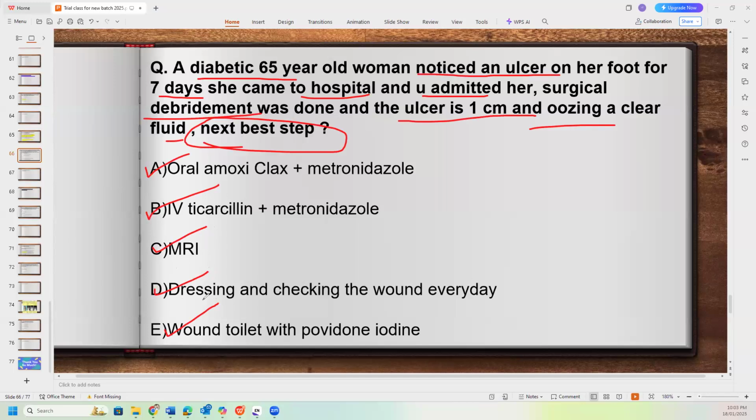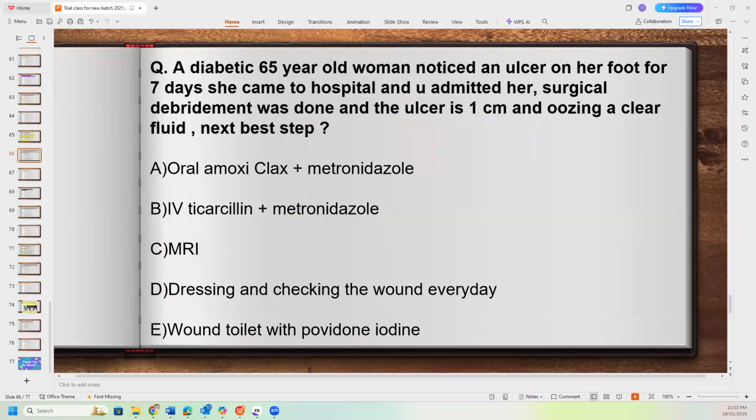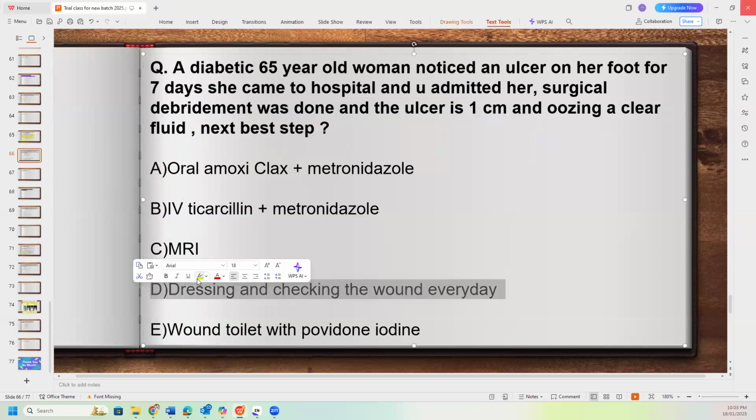So a diabetic person came with a diabetic ulcer, you admitted her and you did debridement, removing the yucky tissue around it, right? It's a clear wound now with clear fluid coming from it. So what would you do? You will just dress the wound. Because if it was a dirty wound, or if it was still cellulitic and oozing purulent discharge, what would you do then? You would then give antibiotics.